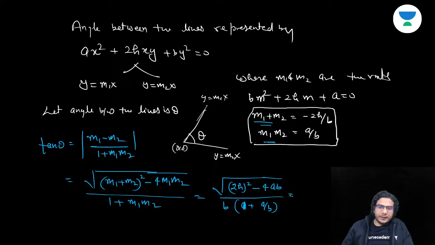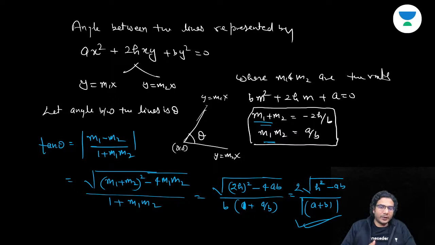Now you can multiply it by b, so it is going to be 2 times under root of (h square minus ab), divided by, in the denominator, a plus b. You can put mod for the acute angle. Are you getting it? This is the formula. We can remember this formula in terms of h, a and b. We need to memorize this formula: 2 under root of (h square minus ab) upon (a plus b).